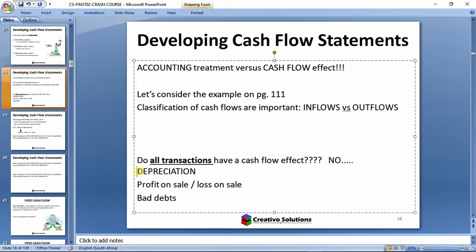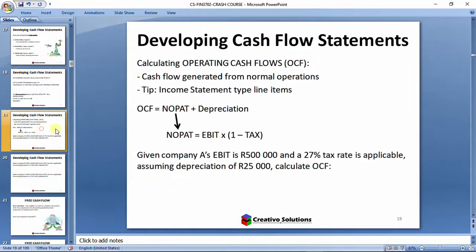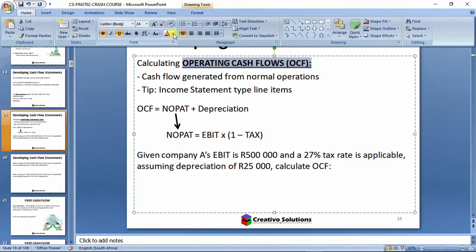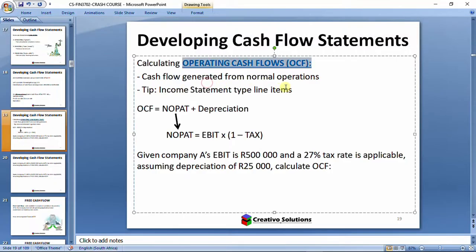The big, important one is depreciation. You'll see there's a working. In your textbook, there are two formulas for OCF. Here they are. This is a little bit of recap and revision from your previous module. Remember OCF is operating cash flow. This is looking at cash generated from operations.